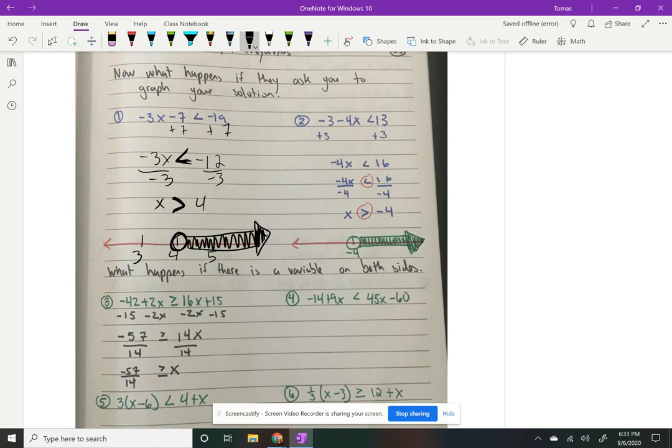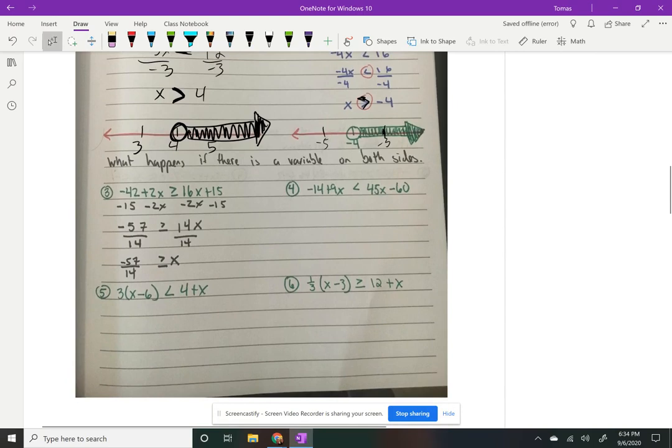Okay. So number 2, plus 3, plus 3. So we get negative 4x is less than 16. Divide by a negative, divide by negative 4. So we have to flip the sign. And again, we start at -4, but with no hash mark. x is greater than -4. So what's greater, -3 or -5? -3 is greater. So we shade, okay?